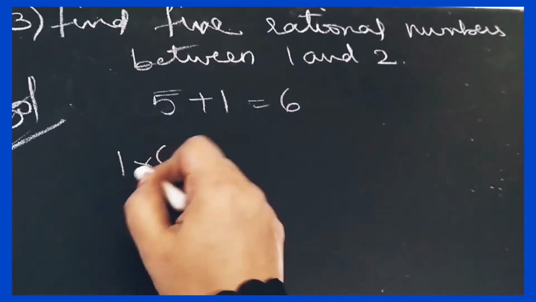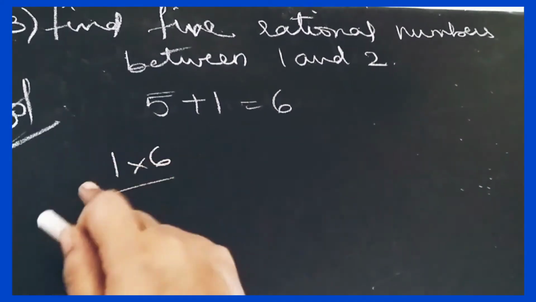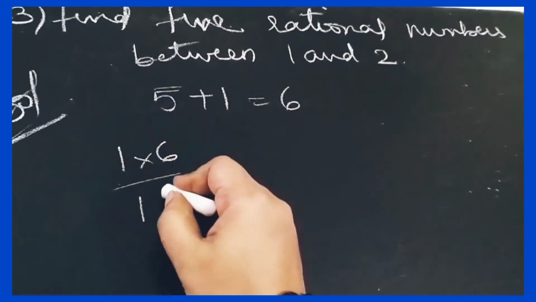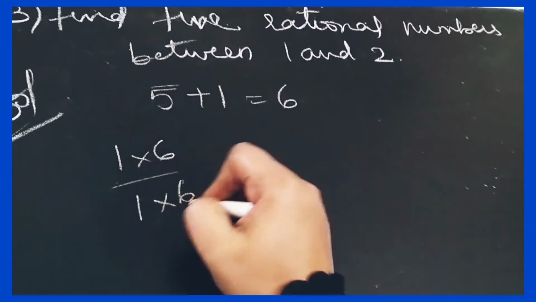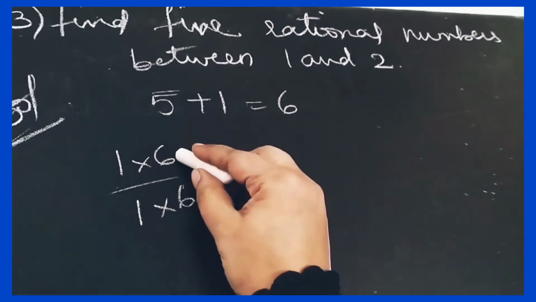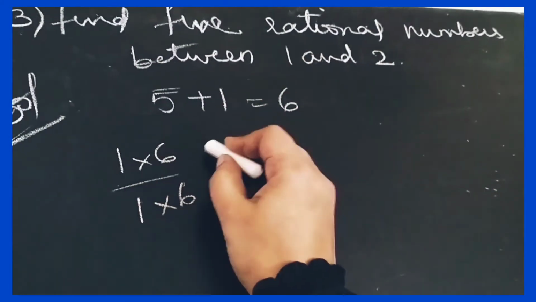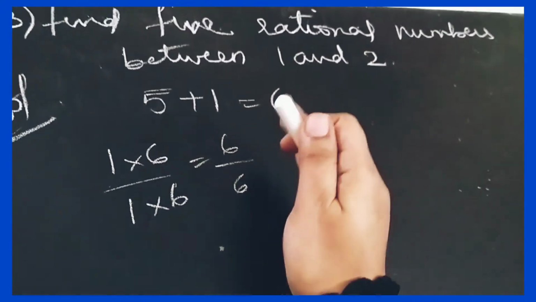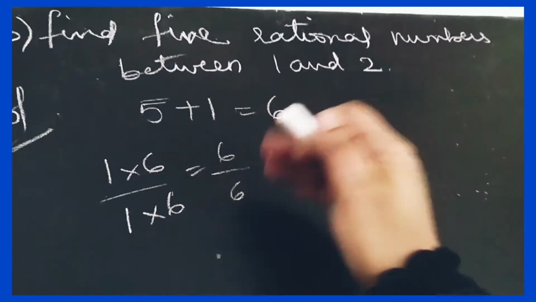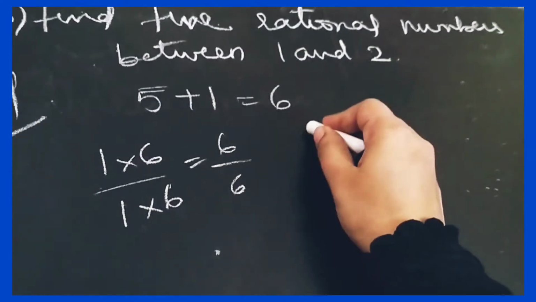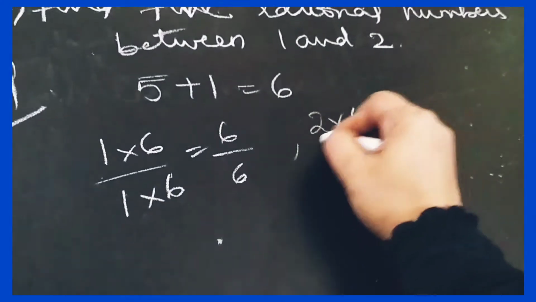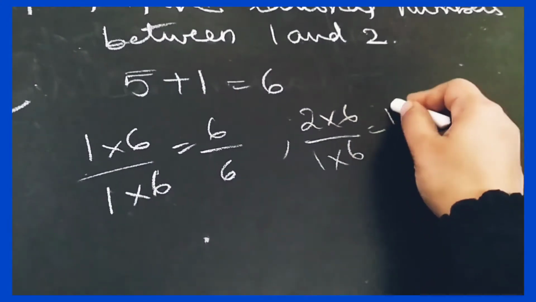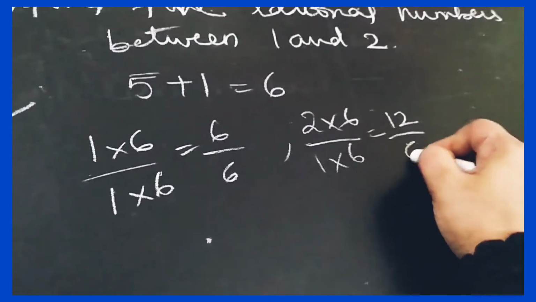And what is the denominator in this one? Again 1 is the denominator. It is 1 by 1. So again I am multiplying with 6. You have to multiply the 6 with the numerator and the denominator. So 1 six is 6, by 1 six is 6. This is the first rational number. Next, 2 is there. We do 2 into 6. It is 2 by 1, so we multiply 1 into 6. 2 sixes are 12 by 6. 1 six is 6.